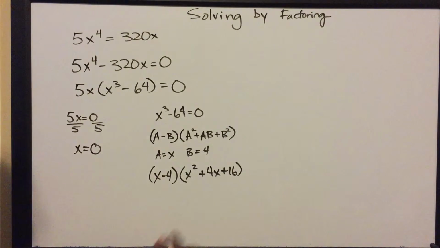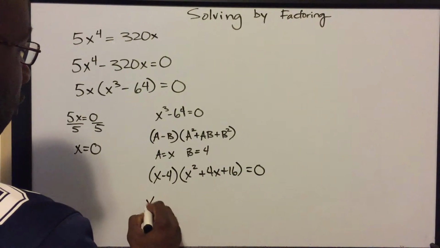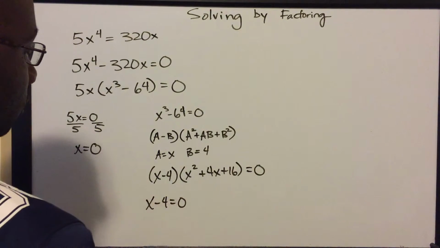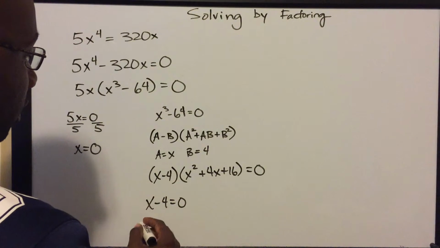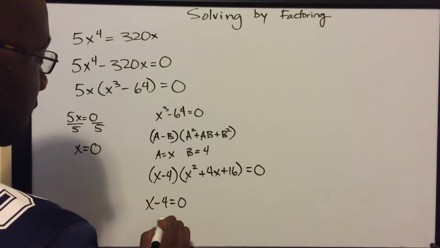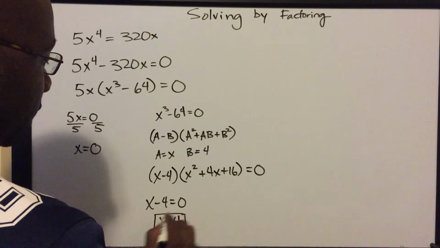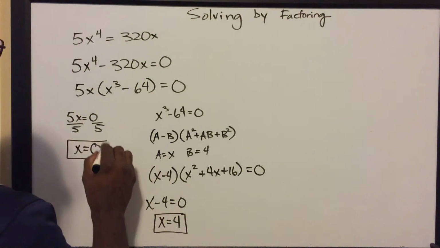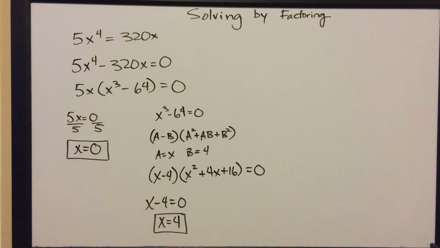Then we also set it equal to 0. Can't forget that. X minus 4 is equal to 0. We want to get 4 over here, x over here. We know it has to be a plus 4 on both sides. So x is equal to 4 there. But we still have that right there that we have not solved yet.